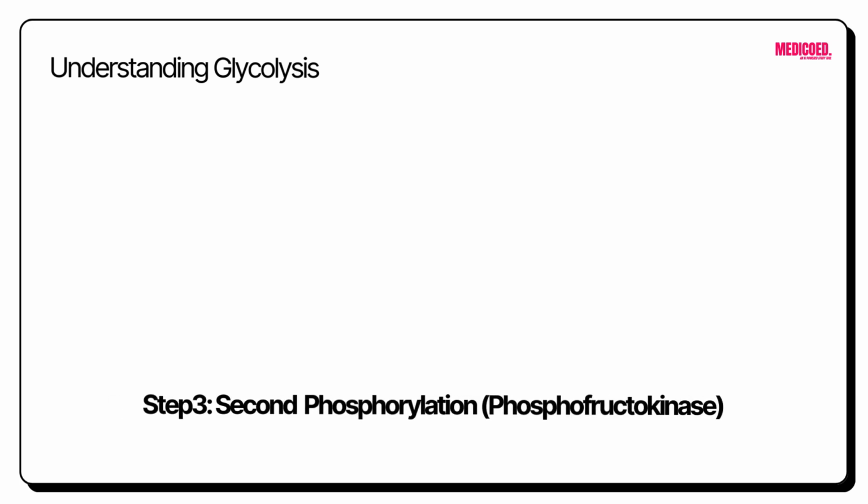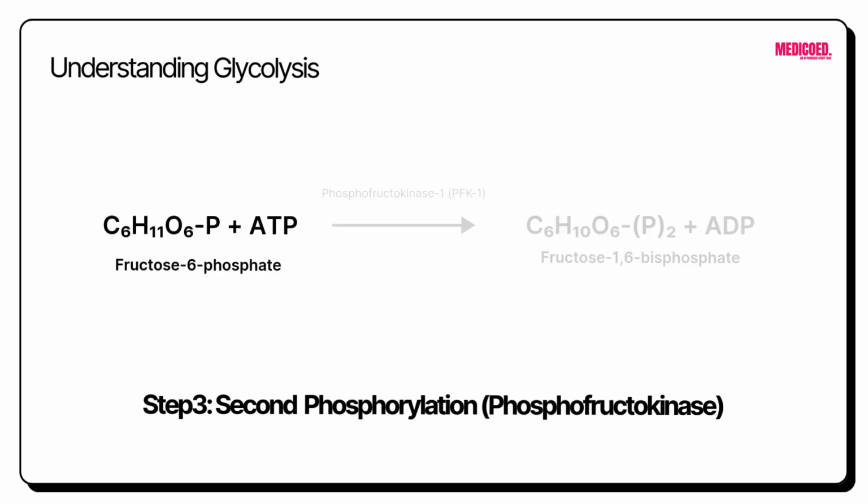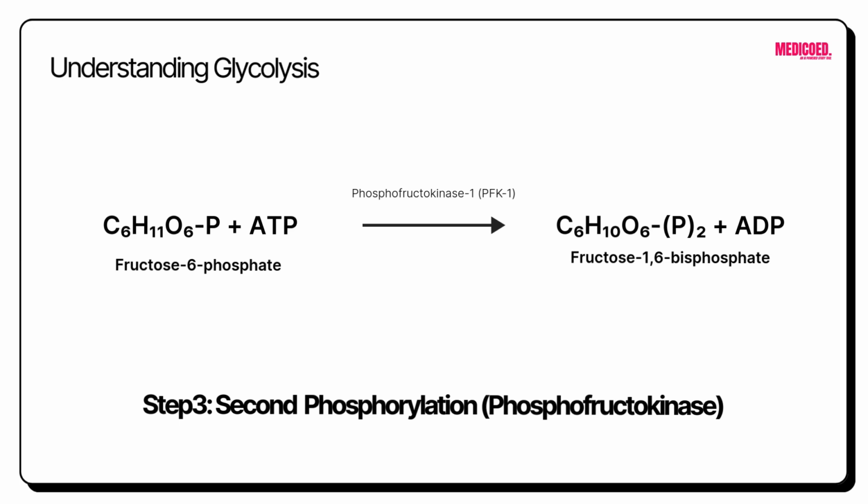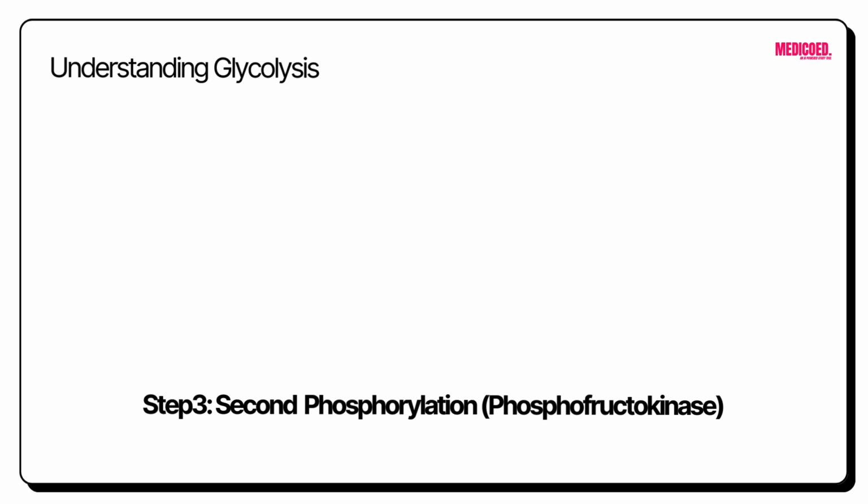Step 3. Second phosphorylation, phosphofructokinase reaction. Another ATP is used by phosphofructokinase to add a phosphate group, forming fructose 1,6-bisphosphate. This step is key in regulating glycolysis.